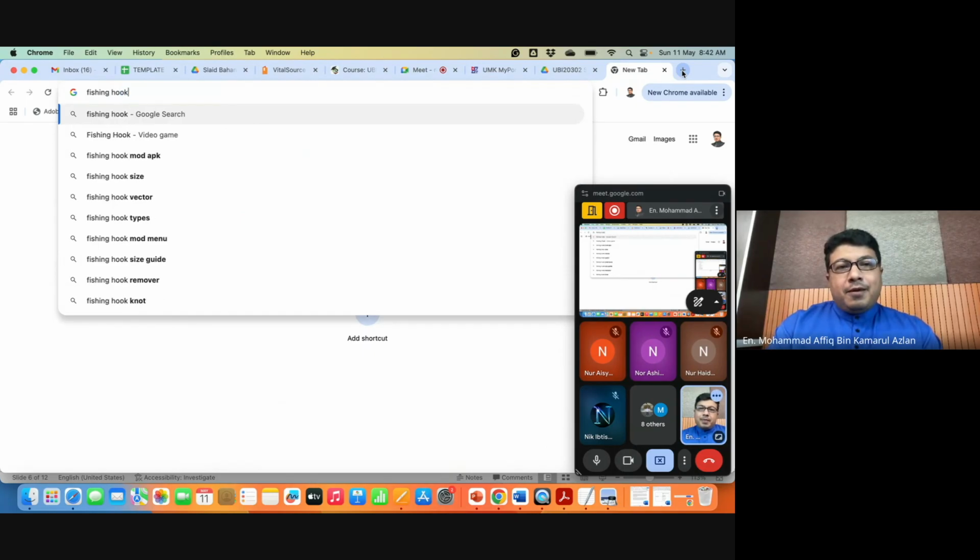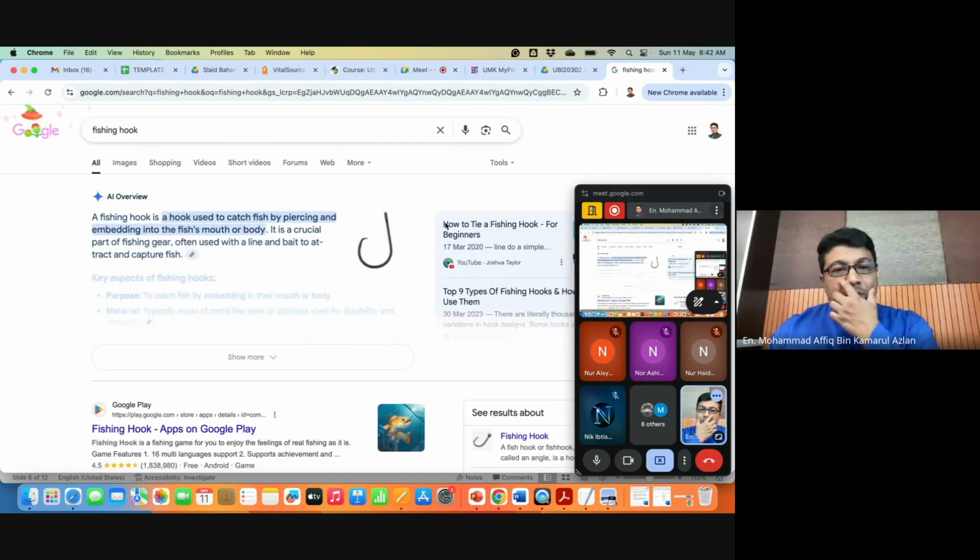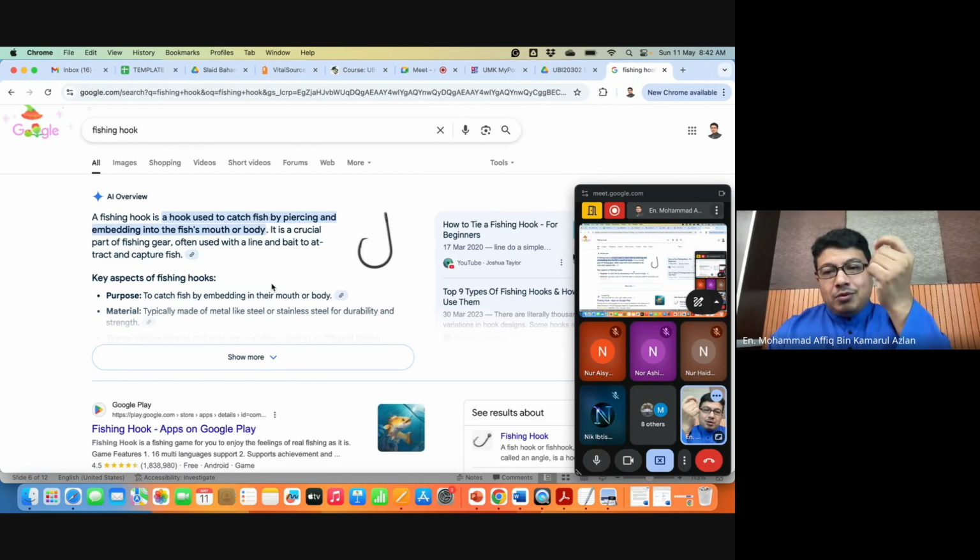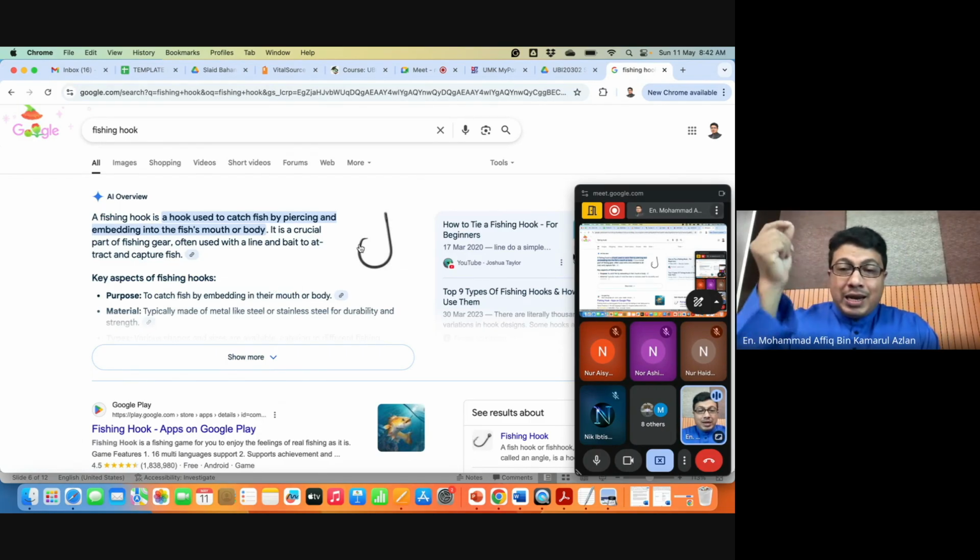that you use, you tie the fishing hook to the line of your fishing rod so that you can catch the fish. So you put the bait here. So to hook the fish, when you write, you have a hook sentence, the first sentence.